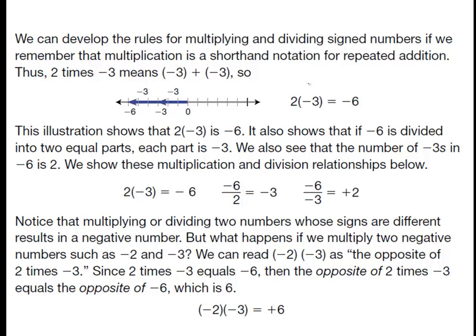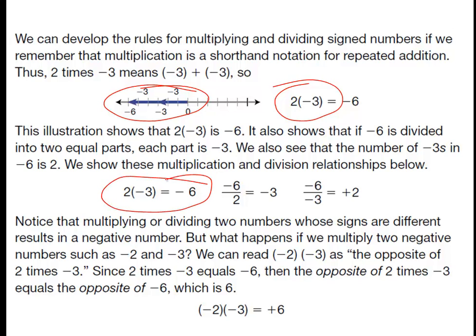So first of all, let's take a look at how we can see this as far as a number line goes. If we're multiplying, say, 2 times a negative 3, that would mean the same thing as negative 3 plus negative 3. So you can see that 2 times a negative 3 would equal a negative 6. And there's a couple ways you can look at that. As you come down here, the illustration shows that 2 times negative 3 is negative 6.